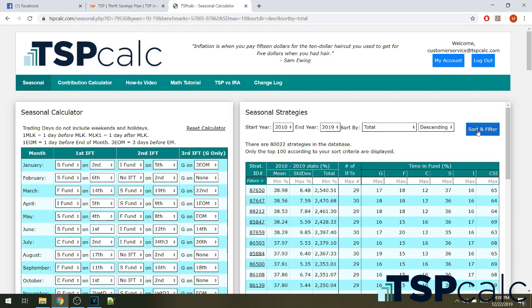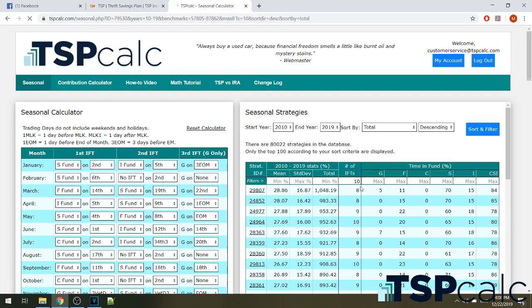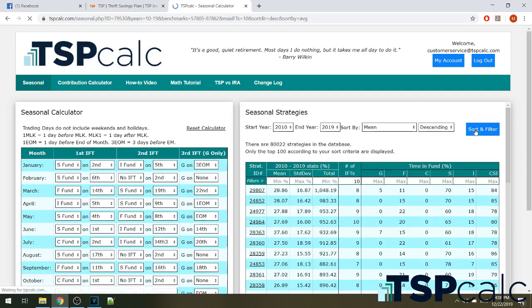So I'm going to clear that out real quick, refresh this. Now if you say, well, I don't want to make that many IFTs, you can type in here, I only want to make 10 IFTs. It'll show you, okay, here's everything with 10 or less IFTs. Again, still sorted by total descending. You can change that back to mean if you want.